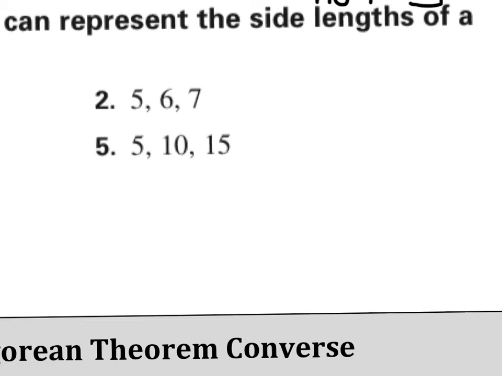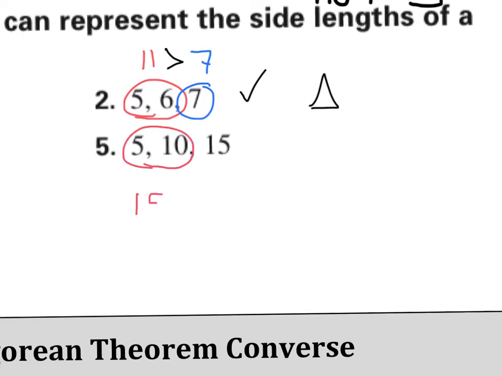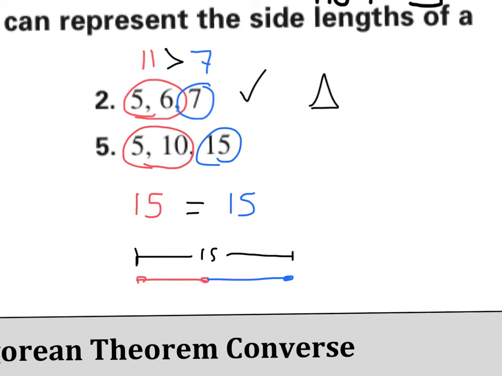How about number 2? The easiest way is to just check the smaller two sides. 5 plus 6 is 11. And how does that compare to 7? Well, it's greater. So since it's greater, we have a triangle. What about number 5? In this case, when you add up the two smaller sides, how does it compare to the third? Well, it's actually equal. So what we end up getting is a situation that looks like this, like a drawbridge, and it's not a triangle because they're equal.